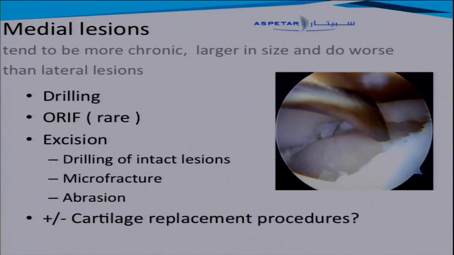They tend to be more chronic, larger in size, and they do worse in outcome compared to the lateral lesions. For this reason, we have other types of techniques with drilling, rarely an internal fixation, and mainly the excision, debridement, and bone marrow stimulation techniques that I will run over with you now. These are the two items, the medial and the lateral lesions, but still up to today, we have problems in treating the bigger cartilage layer problems in medial and lateral lesions.